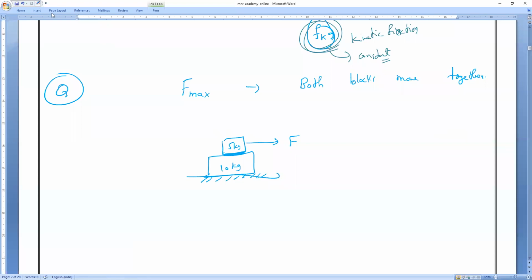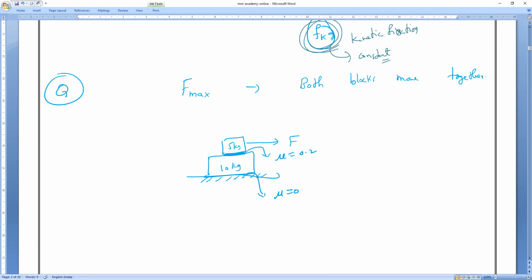Now you have to be very careful. If I apply some random force, then only the 5 kg body moves and the 10 kg body remains constant. Am I right or wrong, guys? Here the coefficient is 0.2 and here the frictional coefficient is 0. Now what is our primary step? You all know. We have to find first what?